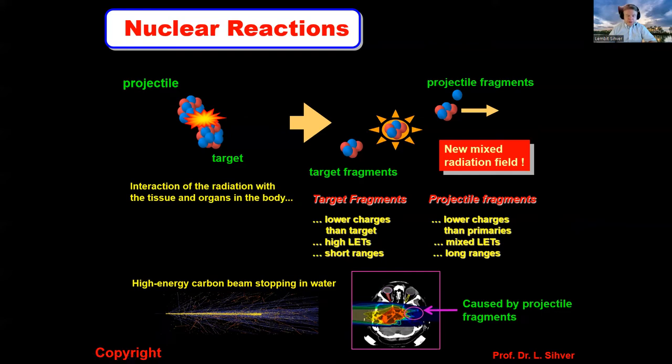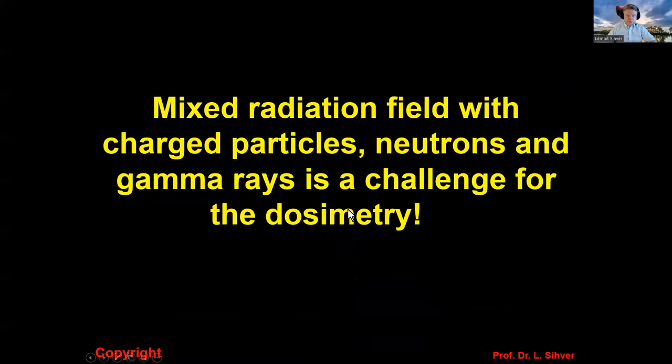So it's very important to understand the physics, understand what particles are created, because even if you're shooting carbon ions into the body, inside your body you have a lot of nuclear reactions, target fragmentation, projectile fragmentation, and you create a new mixed radiation field. And this mixed radiation field with charged particles, neutrons, and gamma rays is a challenge for the dosimetry.